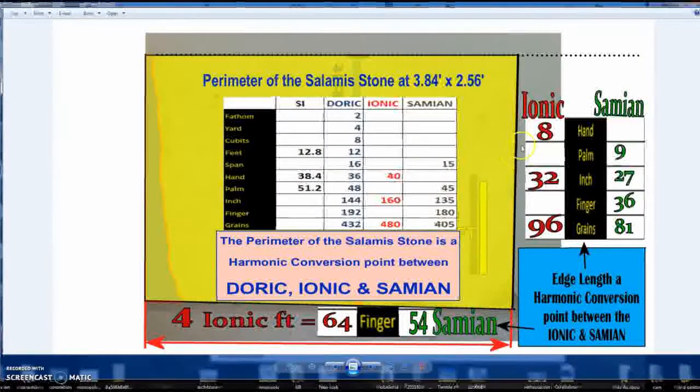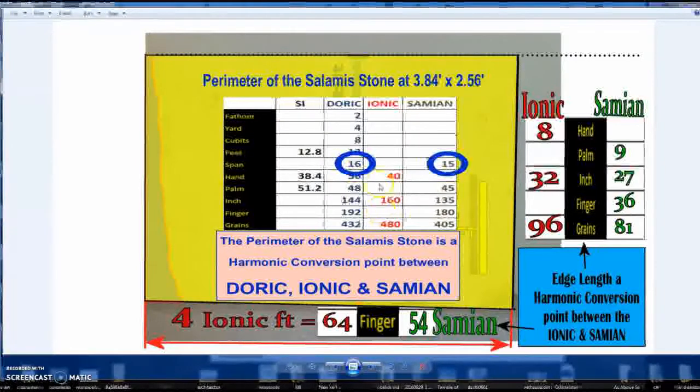Now, I mentioned the edge length, whether it's the height or the width, is an Ionic Samian conversion point. Well, what's the perimeter of the stone? It's a Doric, Ionic, and Samian conversion scale. You'll notice 432 Doric grains is the perimeter, 480 Ionic grains, or 405 Samian. Even 144, 48, 192, 36, these are all built into all the temples, the modern ones, going back through ancient time, consistently across time and across cultures. Does all the coincidence go away?